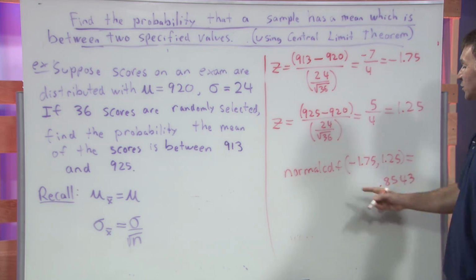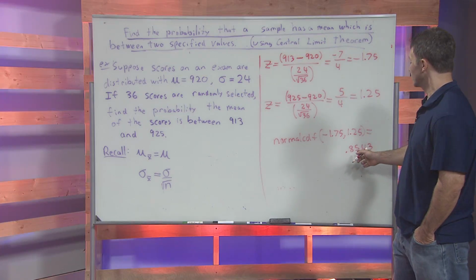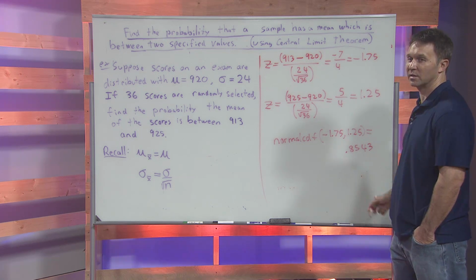And I want to remind you, we do have calculator videos that show you how to use normal CDF. So the answer to the problem is going to be 0.8543, and that is the final answer.